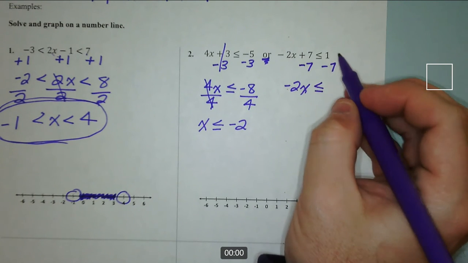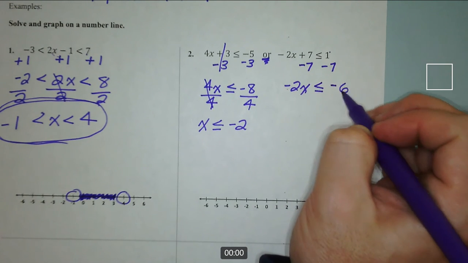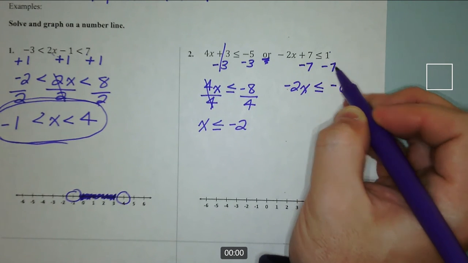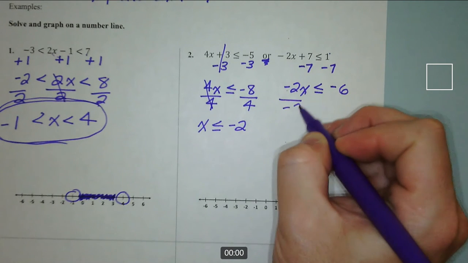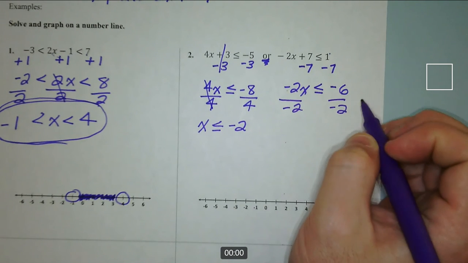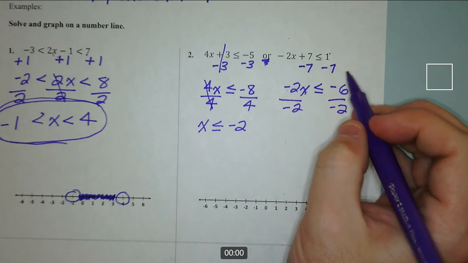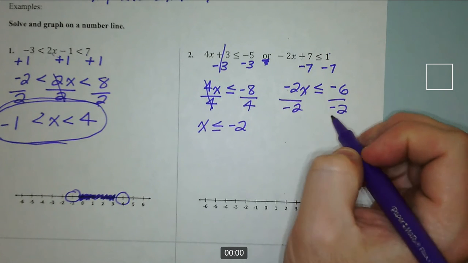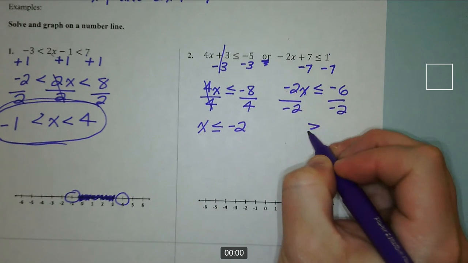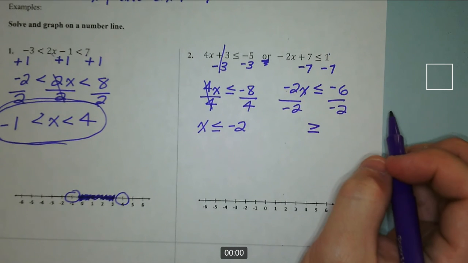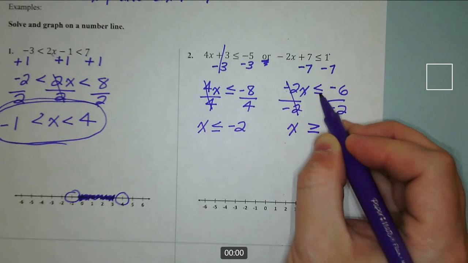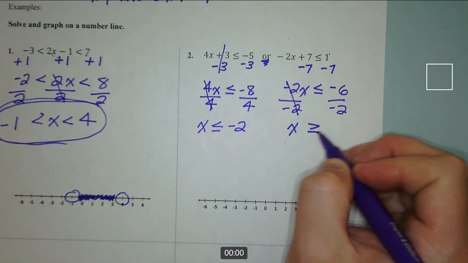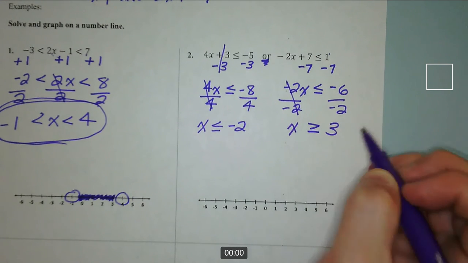So over here, 1 minus 7 is negative 6, correct? I hope I'm correct right now. So then what we have to do is divide both sides by negative 2. Now remember, when you divide both sides by something negative, you have to flip the symbol, right? So x is by itself, the symbol flips to a greater than or equal to, and over here we have a 3.